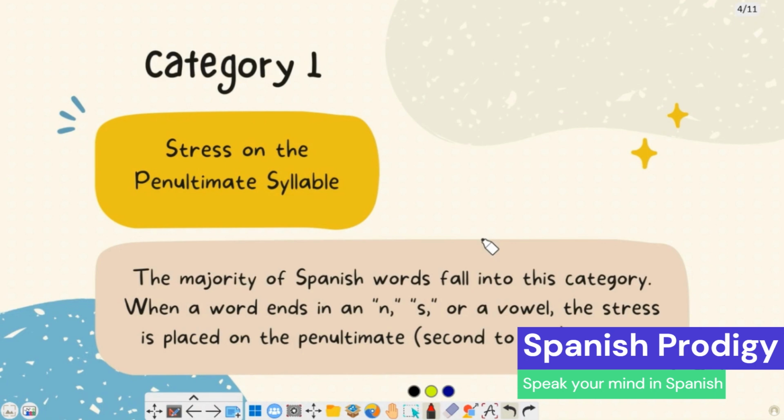Now let's see the first category. The first category is the stress on the penultimate syllable. The majority of Spanish words fall into this category. When a word ends in an N, S or a vowel, the stress is placed on the penultimate, meaning second to last part of the word. Let's see some examples.